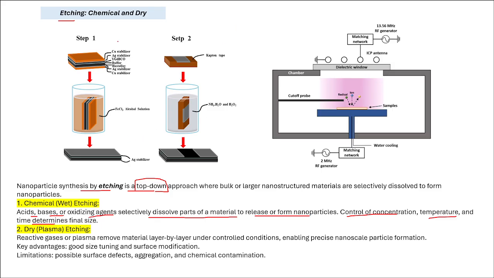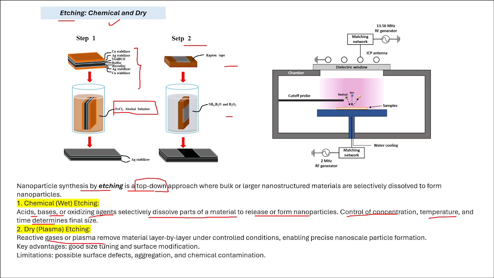Now, when we're talking about chemical etching, as you can see, this is copper stabilizer, silver stabilizer, then buffer, Hastelloy, silver stabilizer, copper stabilizer. In addition to this is FeCl3 or alcohol solution. So there are different kinds of etching. One is the chemical etching, in which we are using different chemicals for finally synthesizing these nanoparticles, and the other one is dry or plasma etching.